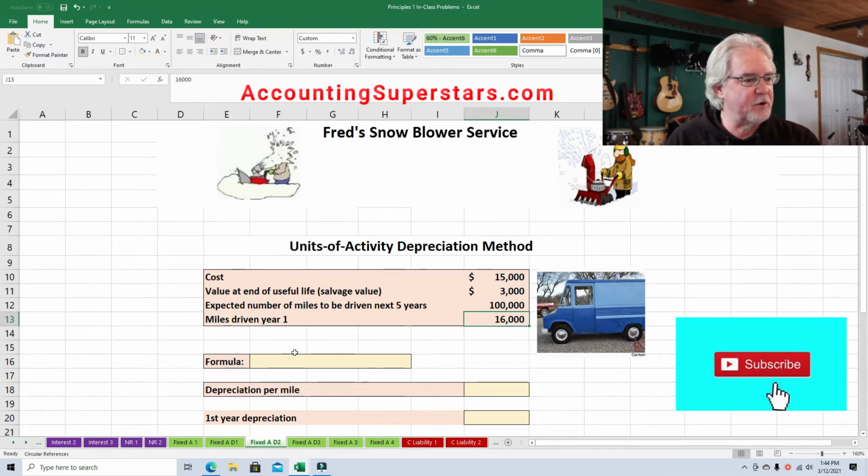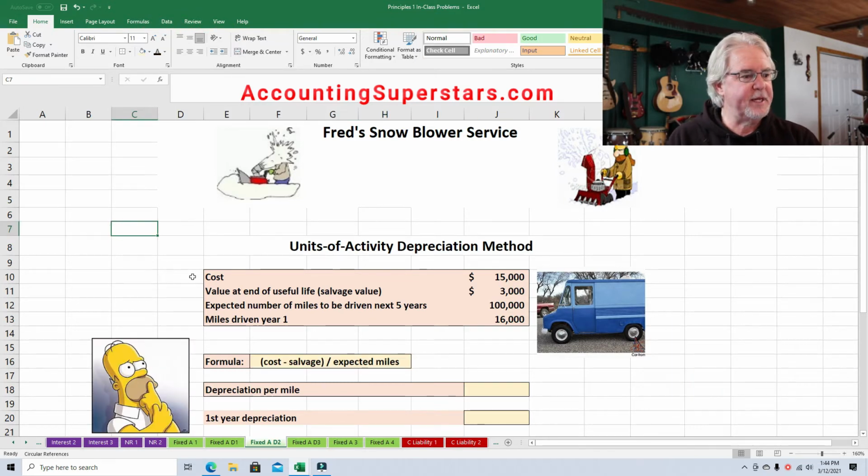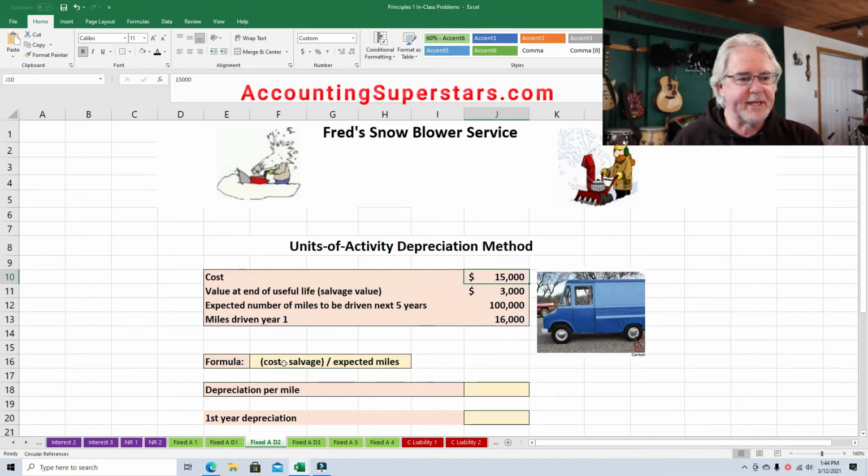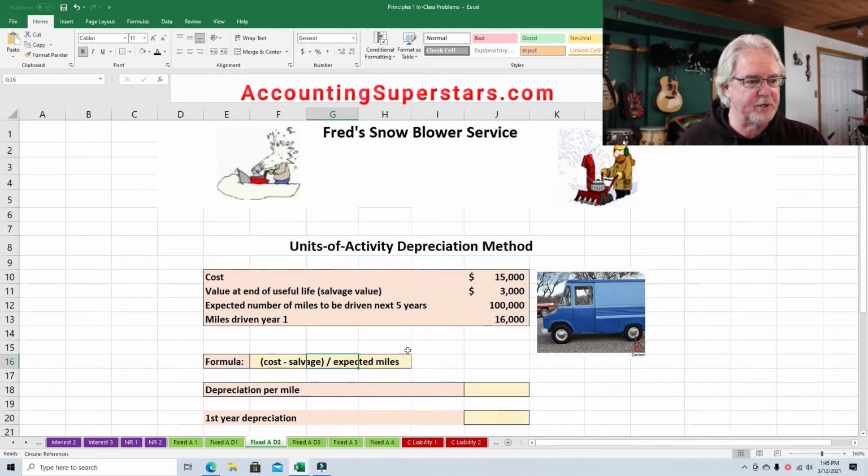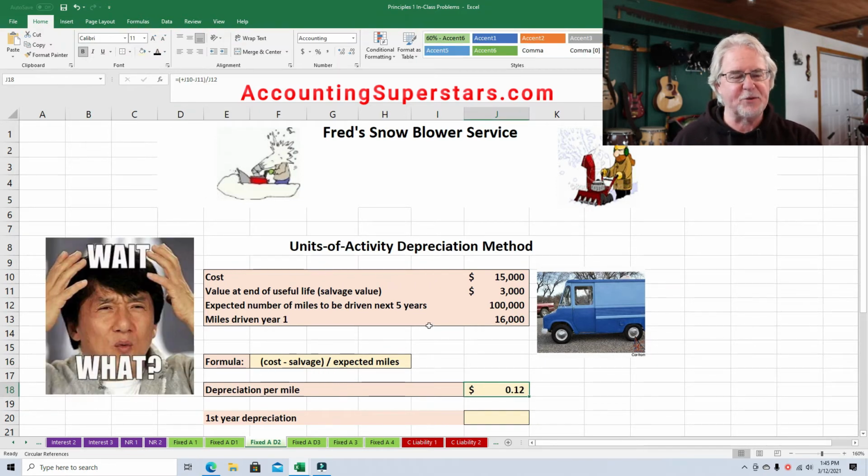So here's the formula, folks, to figure it out. It's cost, that is the original cost, $15,000, minus the salvage value. Salvage value at the end of the useful life of 100,000 miles, $3,000. So far we've got the cost of $15,000 minus $3,000, and we're going to plan on using this van for 100,000 miles. So here's the formula: cost minus salvage divided by the expected miles. And if you do the math, you're going to get 12 cents a mile. So every time they drive this van a mile, they'll depreciate it 12 cents.